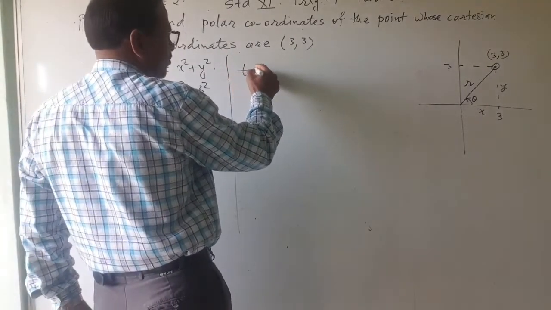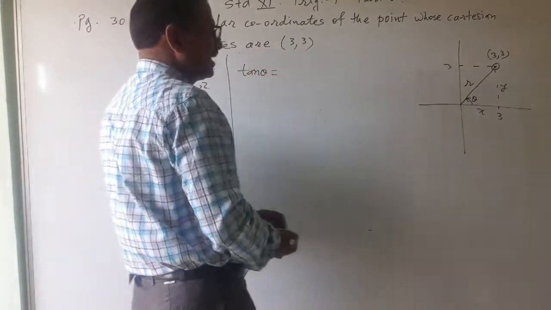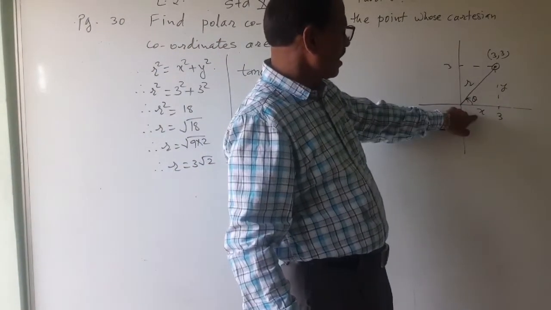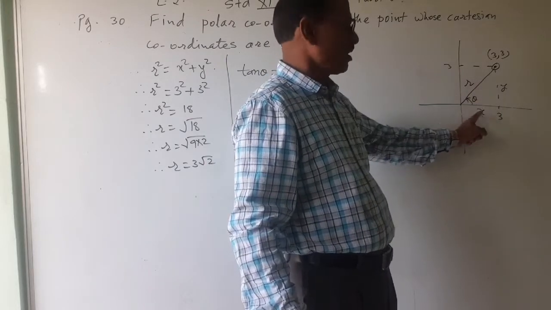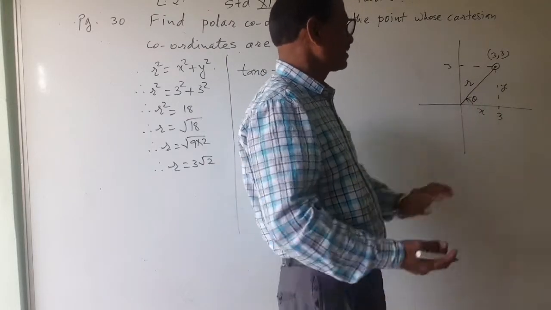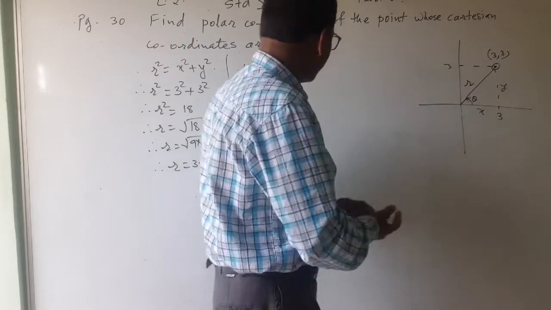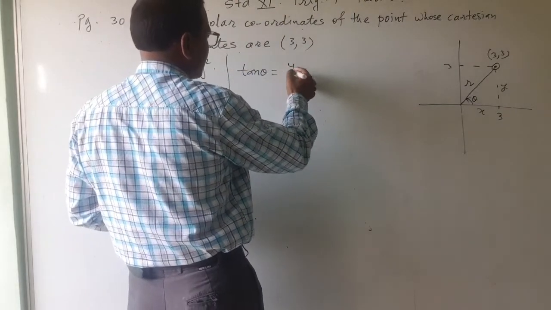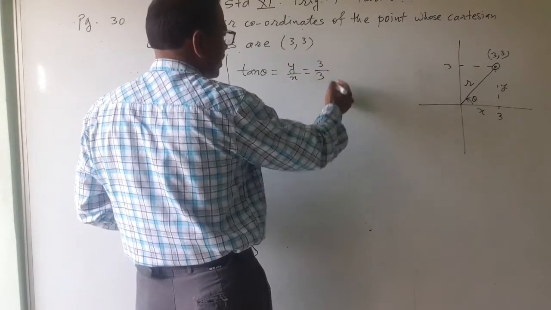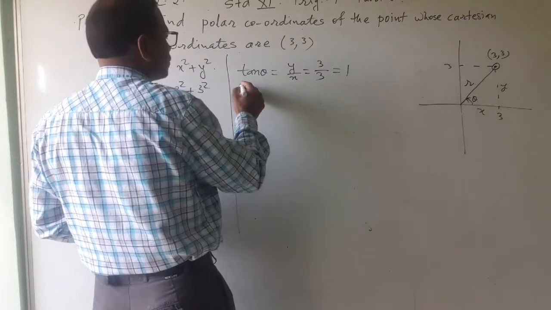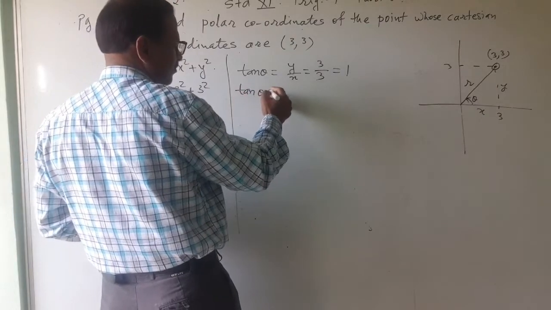Tan theta is equal to what? Tan theta means opposite upon adjacent. Opposite is y, adjacent is x, so y upon x. The y value is 3, the x value is also 3, and that is equal to 1. So tan theta is equal to 1.